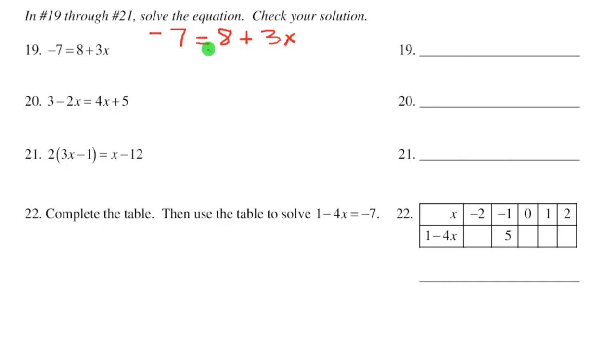So the first thing we're going to move over is that 8, and we're going to add the opposite of positive 8, which is a -8. -7 plus -8 is a -15, and these 8's cancel. So we have 3x on the right.